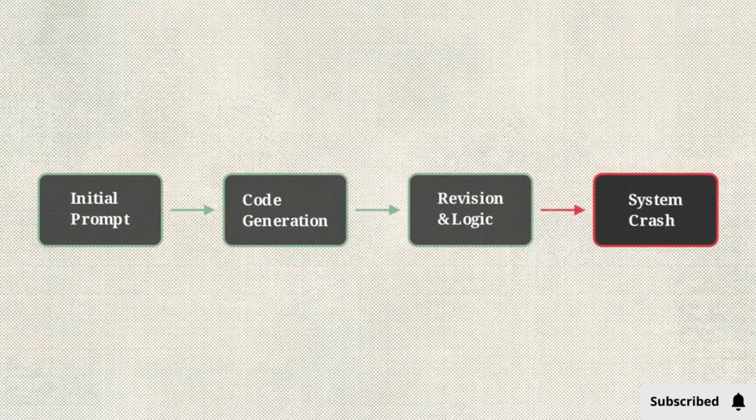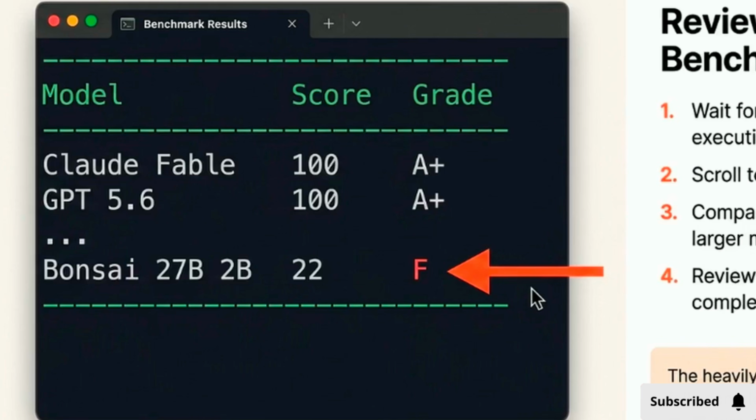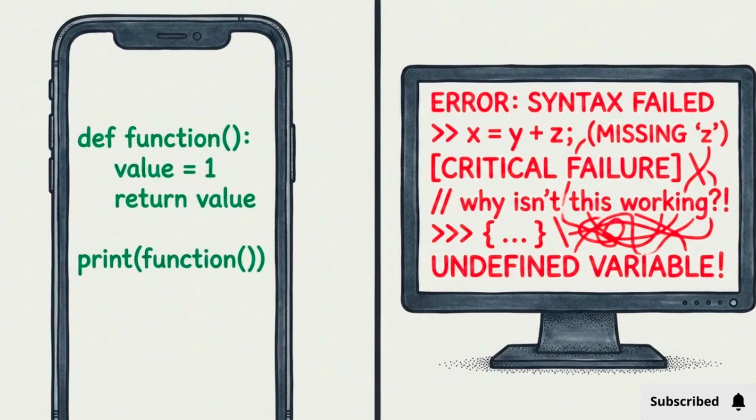This benchmark table shows the functional trade-off of this compression. While uncompressed models score a perfect 100, the compressed Bonsai model falls to a score of 22, resulting in a failure. The boundary is clear. It is excellent at point-and-shoot tasks, but aggressive compression removes the memory required for complex software development.